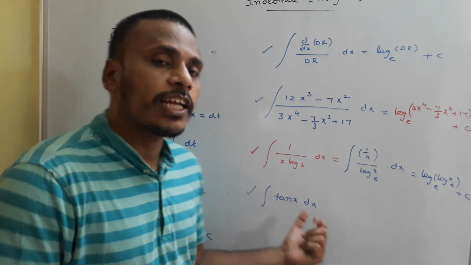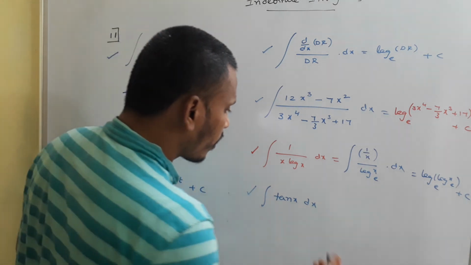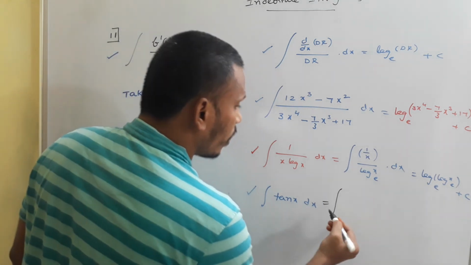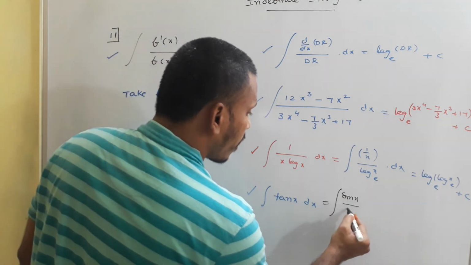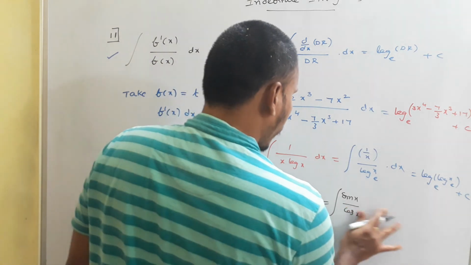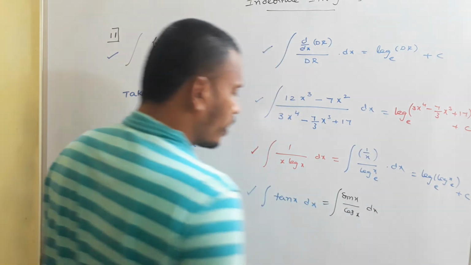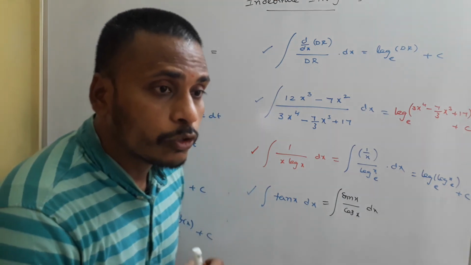Now to find the integral of tan x dx, I will proceed like this. The integral of tan x dx equals, this tan x can be written as sin x by cos x dx. Is it right? Simply, tan x is sin x by cos x. Now you just observe this.